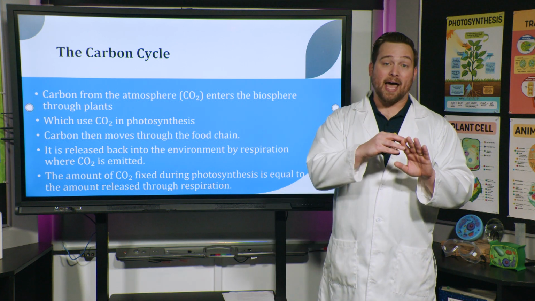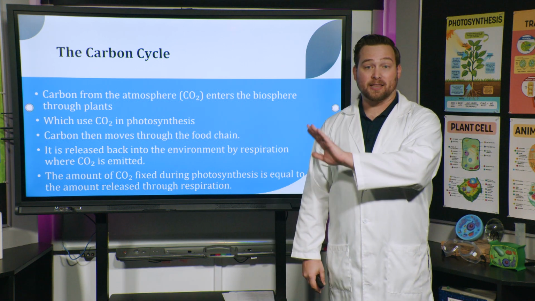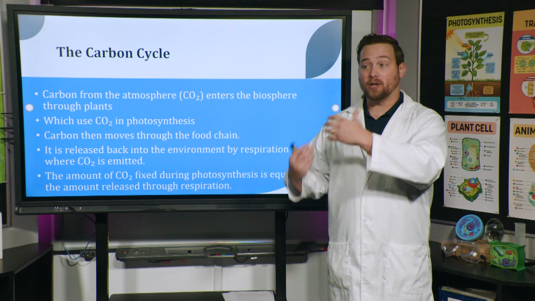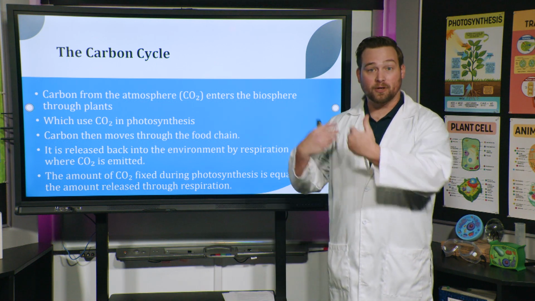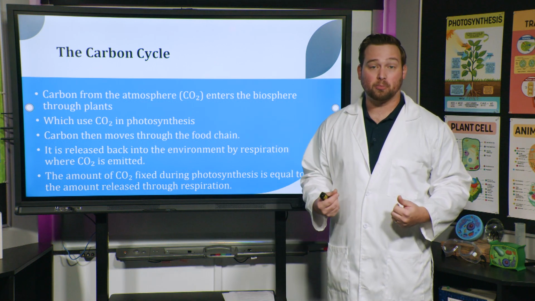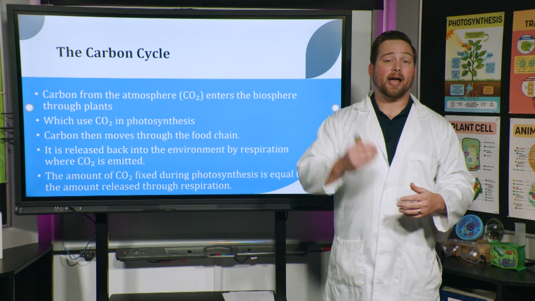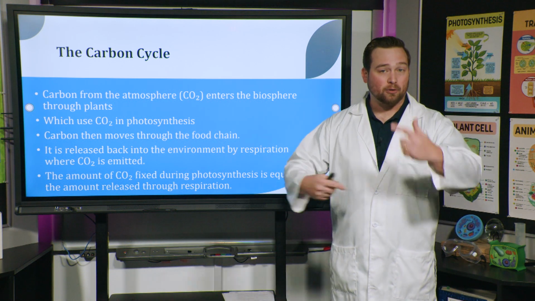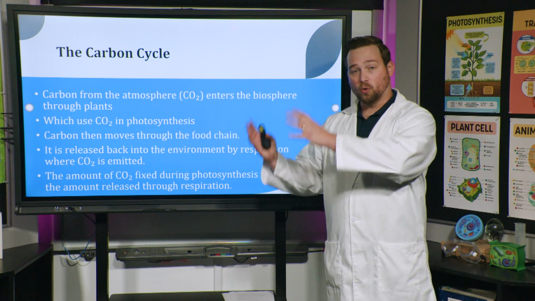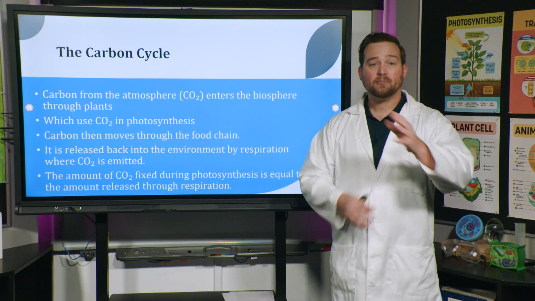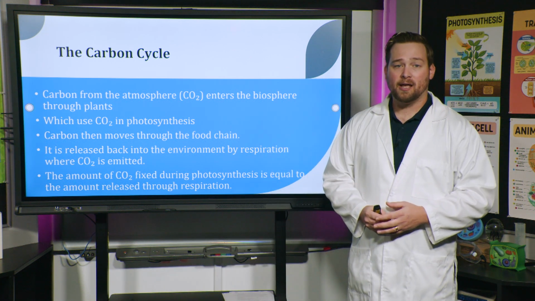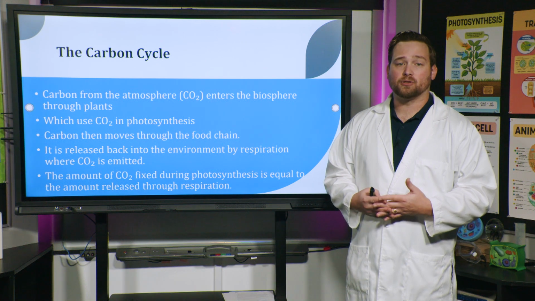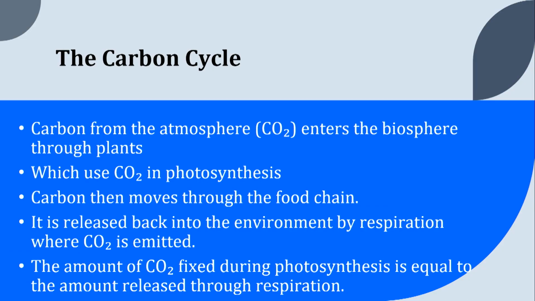A cow ate that plant, so now the carbon dioxide is in that animal, and then when that animal exhales, it's going to eventually exhale its breath. Well, now the carbon dioxide gets put back into the atmosphere again. And so it's a cycle. It goes from environment to organism to environment, and keeps cycling through like that. The amount of carbon dioxide fixed during photosynthesis is equal to the amount released through respiration.